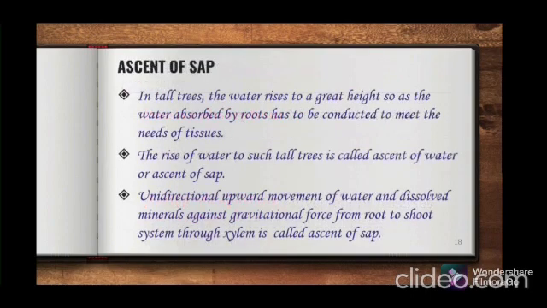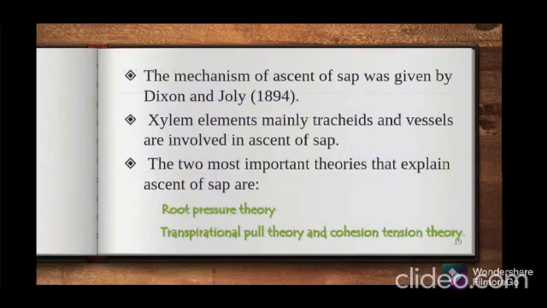Ascent of sap. In tall trees, the water rises to a great height. So the water absorbed by roots has to be conducted to meet the needs of the tissues. The rise of water in such tall trees is called ascent of water or ascent of sap. Unidirectional upward movement of water and dissolved minerals against gravitational force from root to shoot system through xylem is called ascent of sap. The mechanism of ascent of sap was given by Dixon and Joly in 1894.